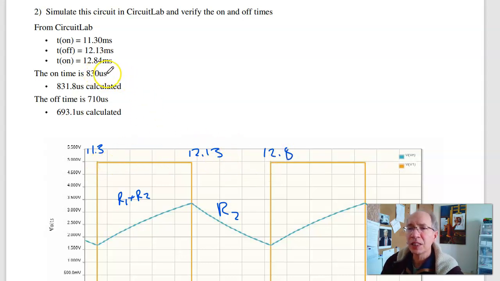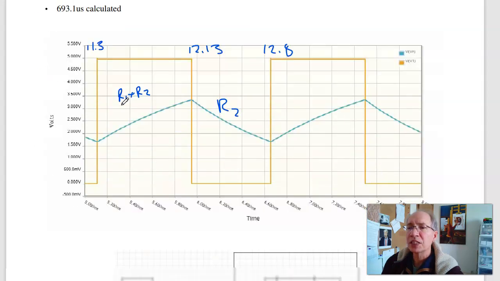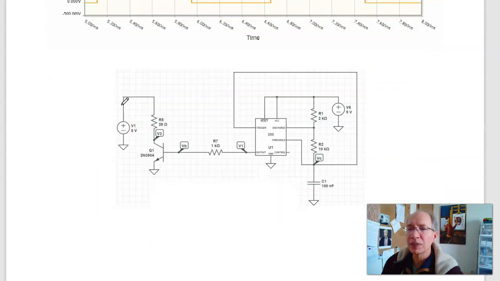So the on time is 830 microseconds simulated. I calculated 831. That matches pretty well. Off time is supposed to be 693 microseconds. I simulated, got 710. Yeah, not exactly as good, but still pretty close. So that checks out. I've got a 555 timer that's working. And what it did is I displayed this voltage across the capacitor and the output voltage.